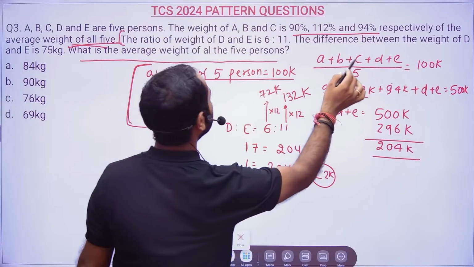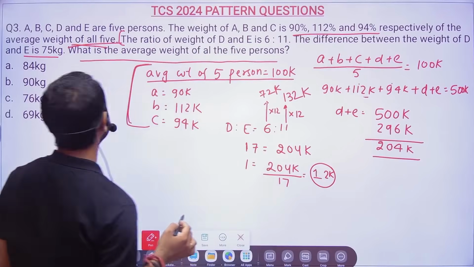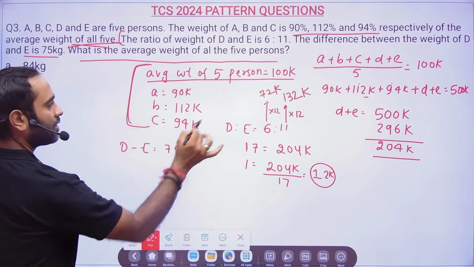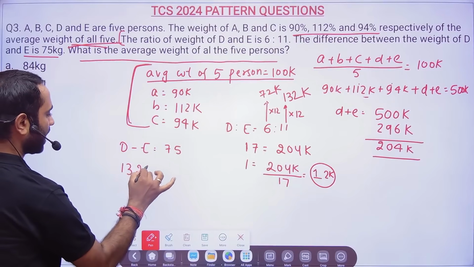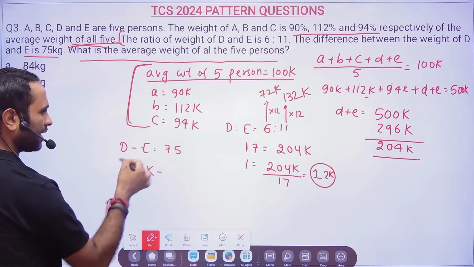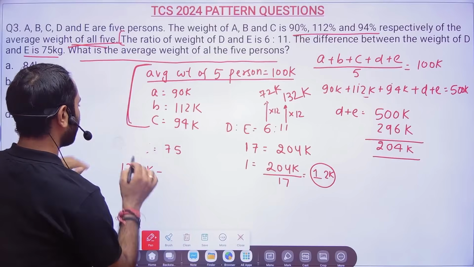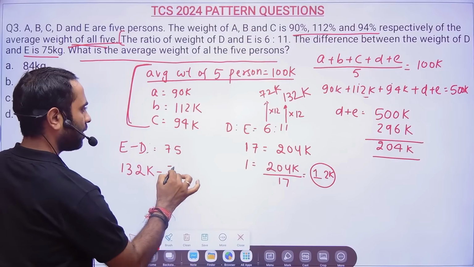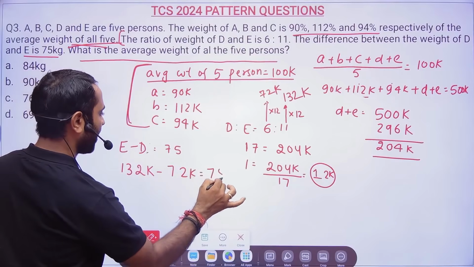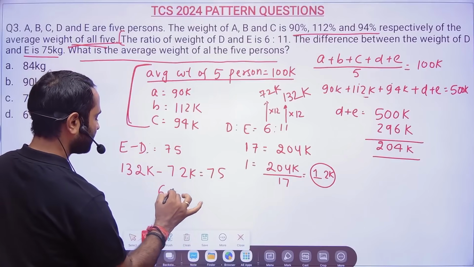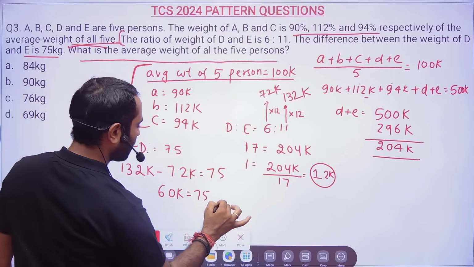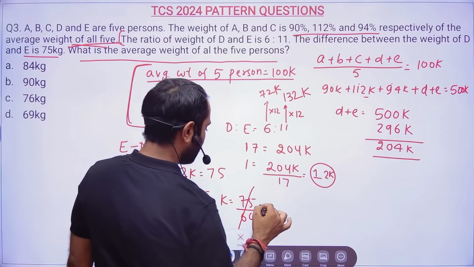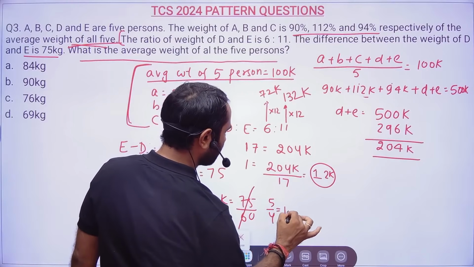One more thing they are telling. The difference between D and E is 75 kg. So D and E, the difference is 75. The value of E is 132k and the value of D is 72k. E is more, so definitely you will have to put it like this. Anyway, if a negative sign comes, just ignore. 132k minus 72k is equal to 75. So here it will be 60k is 75 and k will be equal to 75 by 60. So 15 fives are 75, 15 fours are 60, it will be 1.25.